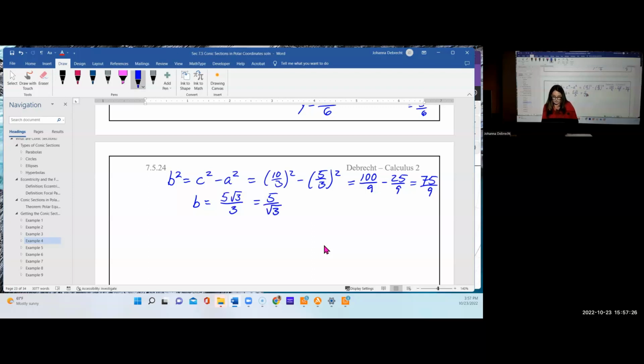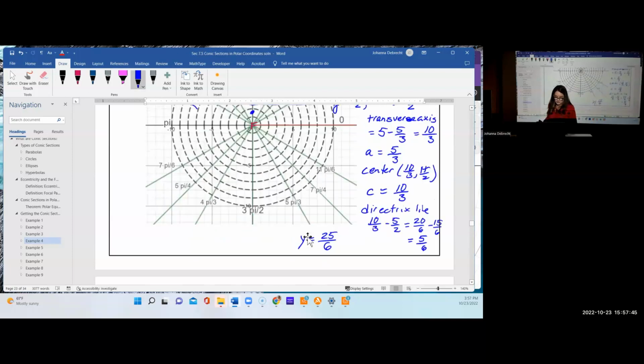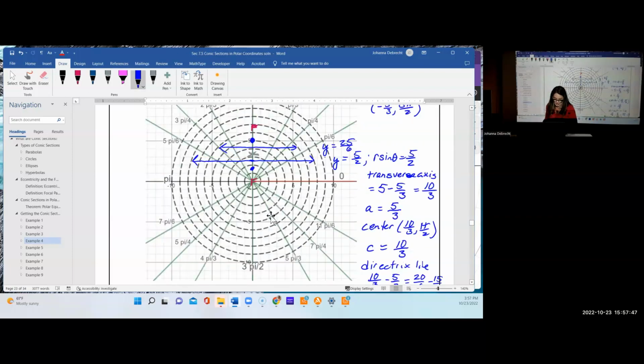Now, we can figure out what that is approximately. 5 divided by the square root of 3 turns out to be about 2.9, a little bit less. It's actually 2.88675, so it's very close to 2.9. That's as close as we're going to get. You can't even tell the difference between 2.9 and 2.8.